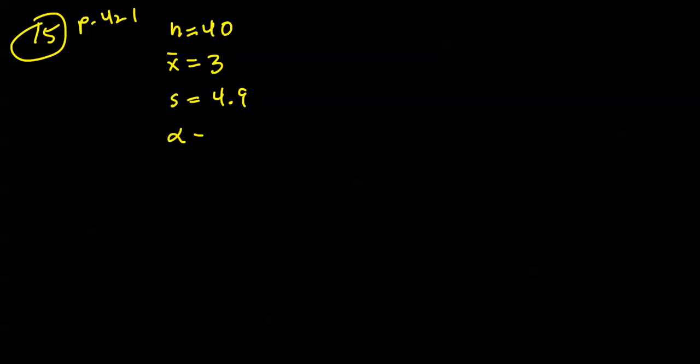Use a 0.01 level of significance to test the claim. Here we go. Test the claim that the mean weight loss is greater than 0. Mean weight loss is greater than 0. Alright, so that is going to be our alternative claim, or alternative hypothesis, and hence the corresponding null claim would be that the population mean weight loss is 0.